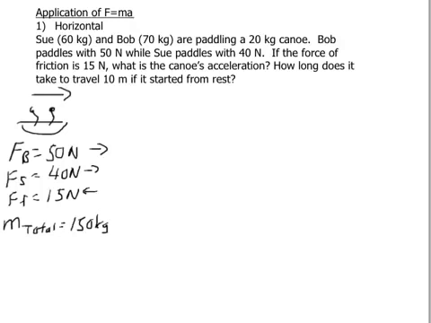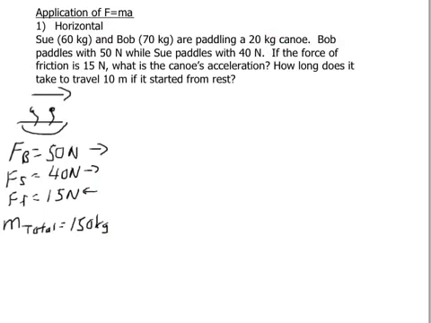So here we have our diagram. They're going to the right. Force of Bob is 50 newtons to the right. Susan is paddling towards the right as well with 40 newtons, and there's a friction force of 15 newtons to the left. And our total mass is 60 plus 70 plus 20 equals 150 kilograms.